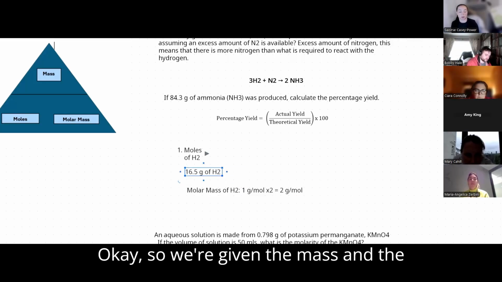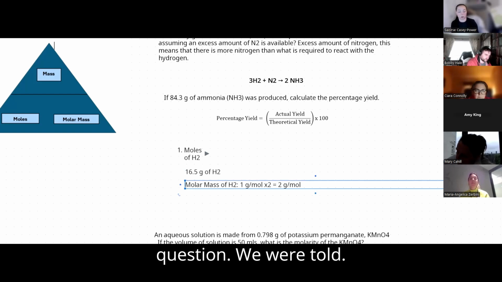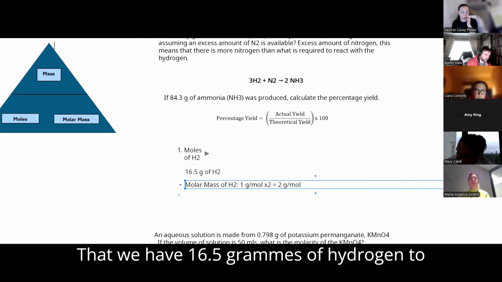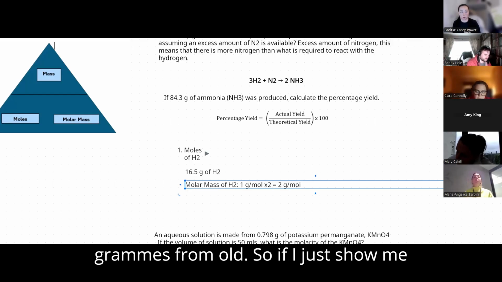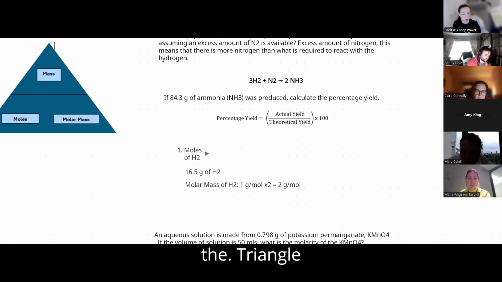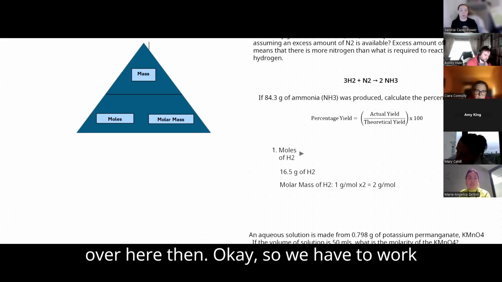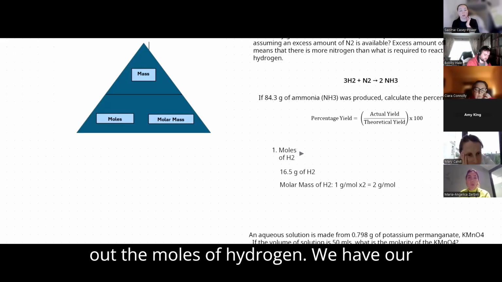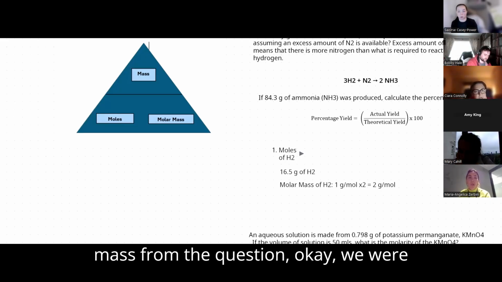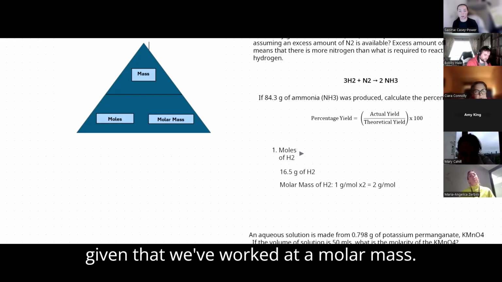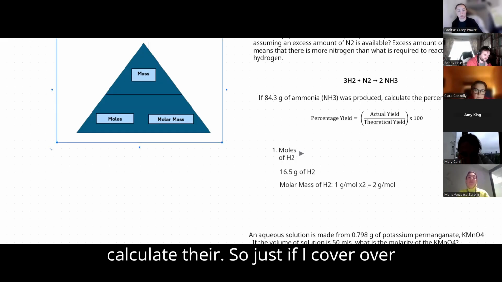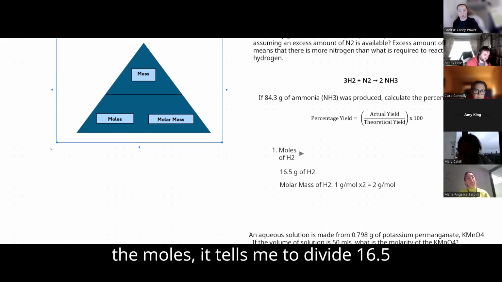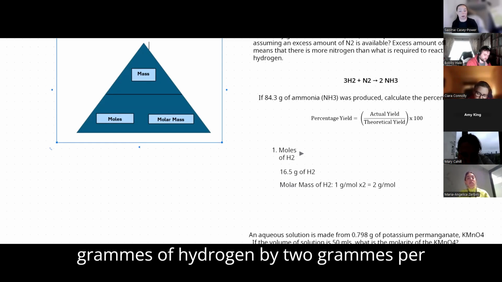Okay, so we're given the mass in the question. We were told that we have 16.5 grams of hydrogen to use. We've worked out the molar mass is 2 grams per mole. So if I just show you the triangle over here, we have to work out the moles of hydrogen. We have our mass from the question, we were given that, and we've worked out our molar mass. So if I cover over the moles, it tells me to divide 16.5 grams of hydrogen by 2 grams per mole.